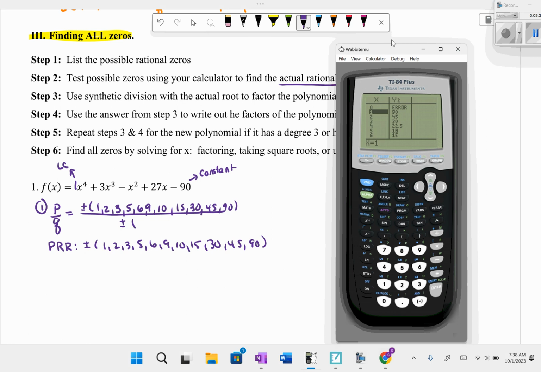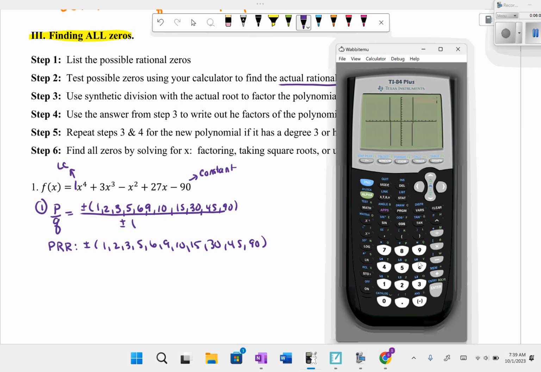In order to do this, we're going to go to our y equals, and we're going to plug our polynomial equation into our y equals. I already have mine in here, but if you don't, you can pause the video, plug it into your y equals, and then unpause it when you're done. Once you have it in your y equals, I like to look at the graph, so I'm going to hit zoom 6 for a standard window.